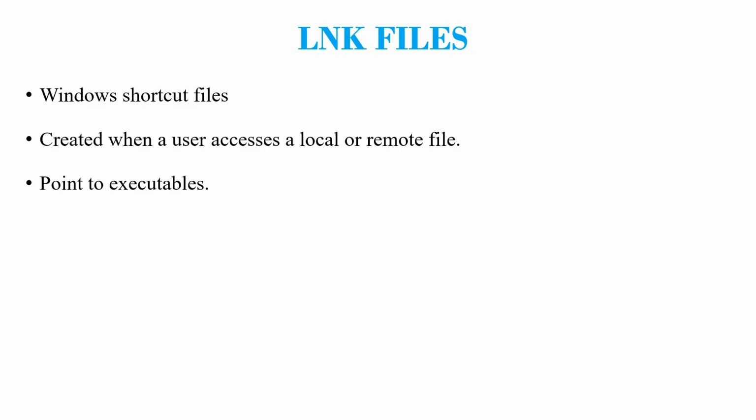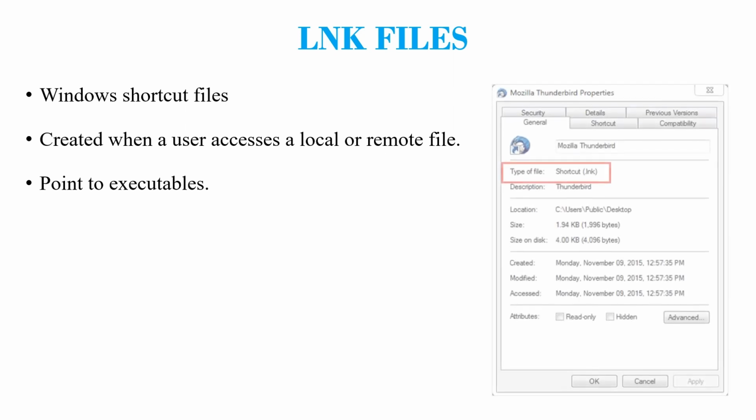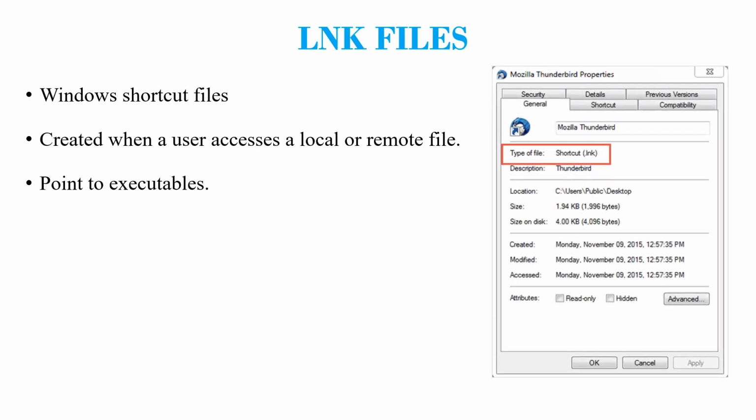The next artifact is link files. These are the Windows shortcut files created when a user accesses a local or remote file and point to executables. As it is shown here, these are the shortcut files. These files link or point to other files or executables for easy access and are created automatically when a user accesses a remote file or local file.